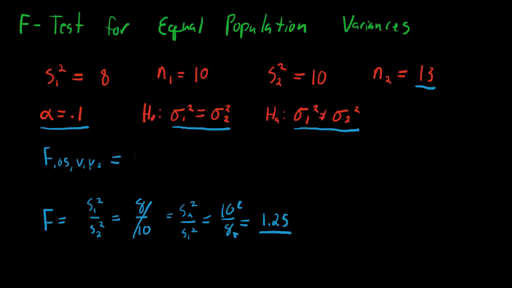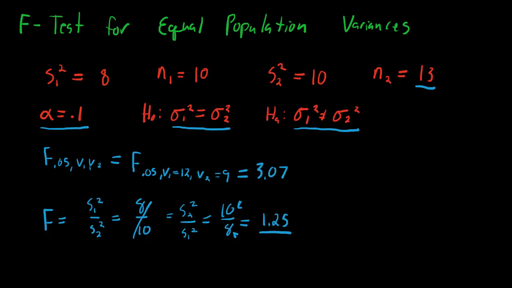So our F value is going to be F with alpha equal to 0.05, or alpha over 2 equal to 0.05, with 13 minus 1, or 12, for v1. So v1 is equal to 12. v2 is equal to 10 minus 1, or 9. We get an F value of 3.07, so we get F equals 3.07.